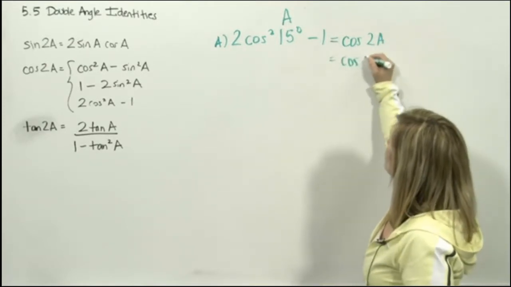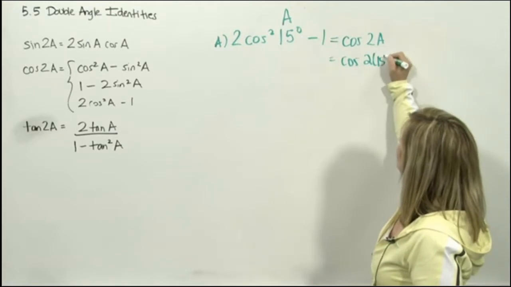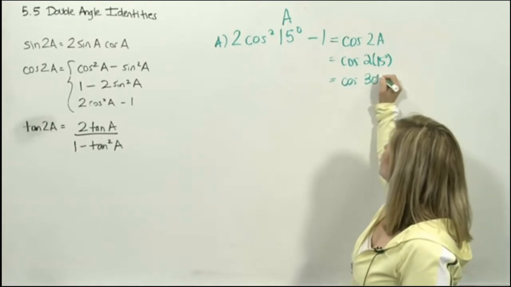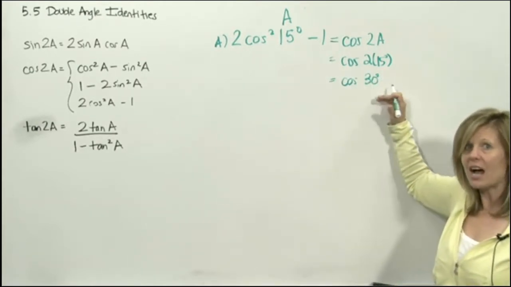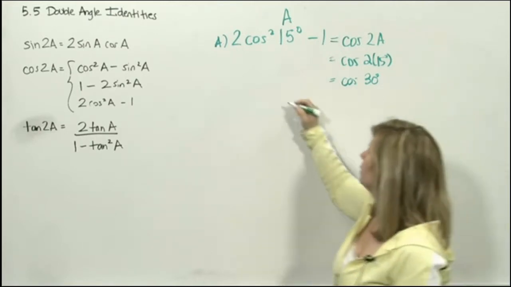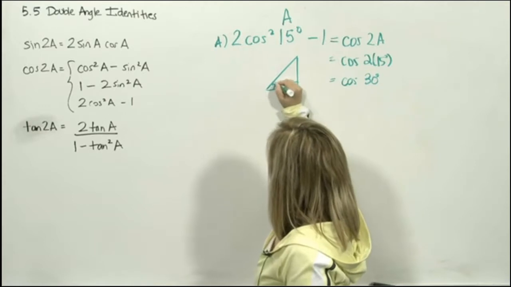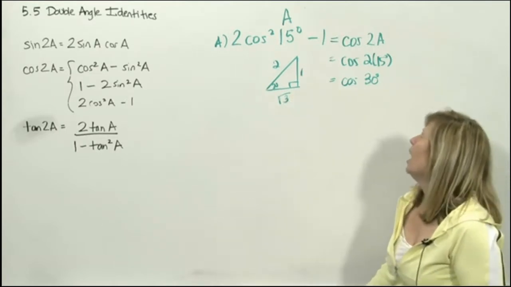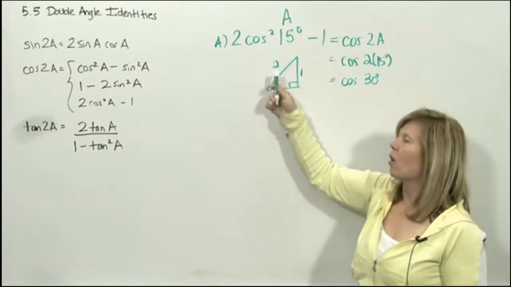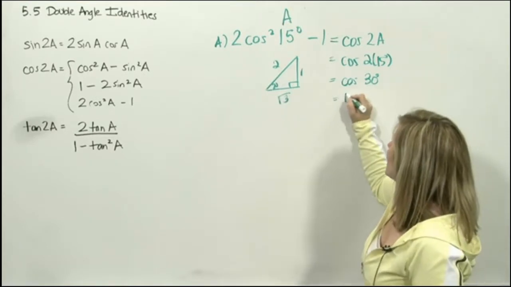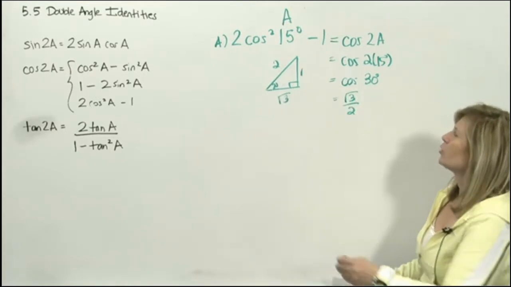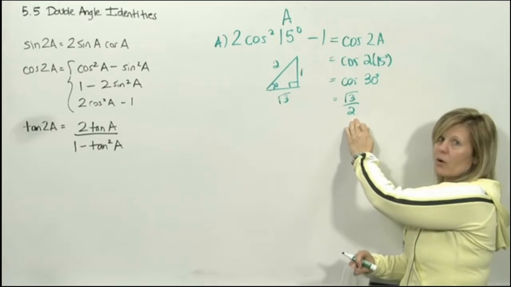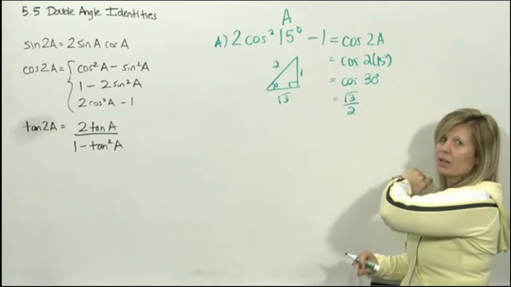So now let's fill it in. This is cosine 2. Angle A is 15 degrees. Hey, 2 times 15 degrees is 30 degrees. That I can look up, because I know I could draw a 30-degree triangle in quadrant 1. I know the side opposite the 30 is 1. The hypotenuse is 2. That makes the other side square root of 3. I know the definition of cosine is x over r, or adjacent over hypotenuse, and that gives me square root of 3 over 2. So the value of 2 cosine squared 15 degrees minus 1 is square root of 3 over 2. And I never needed a calculator.